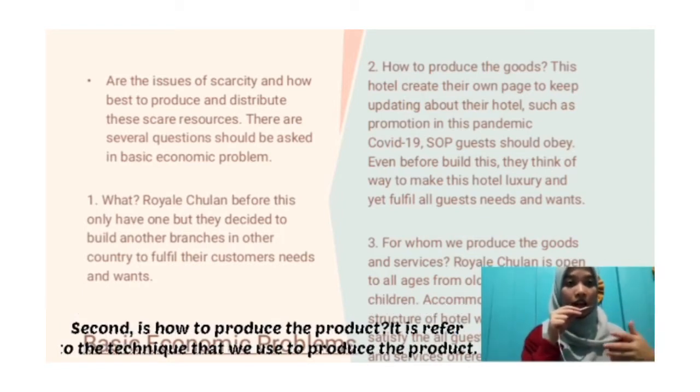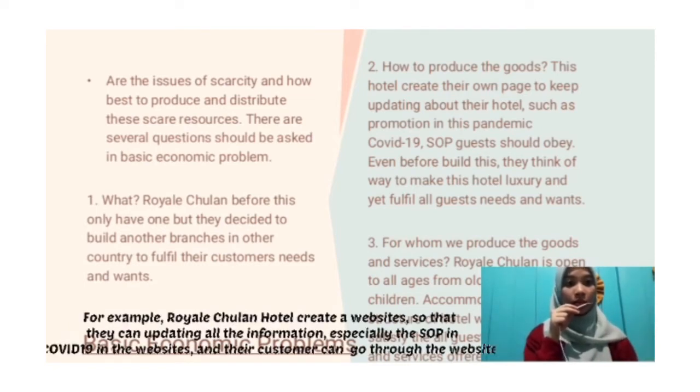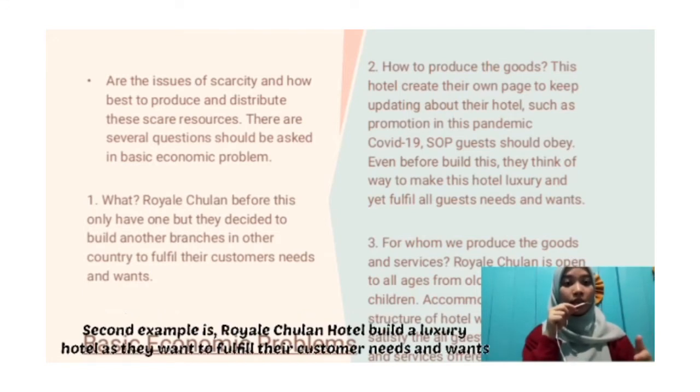Second is how to produce the product. It refers to the technique that we use to produce the product. For example, Royal Chulan Hotel created a website so that they can update all the information, especially the SOP for COVID-19, and their customers can just go through the website. Second example, Royal Chulan Hotel built a luxury hotel as they want to fulfill their customer needs and wants.